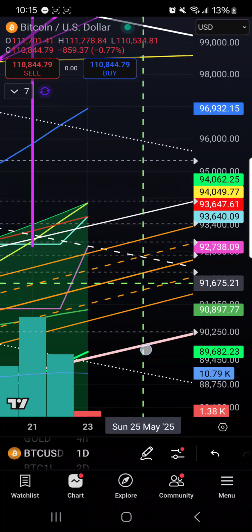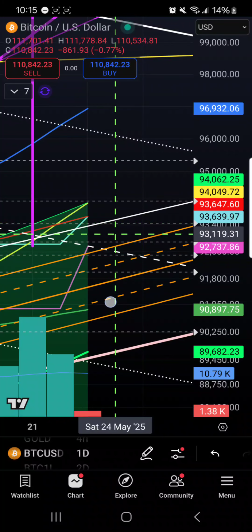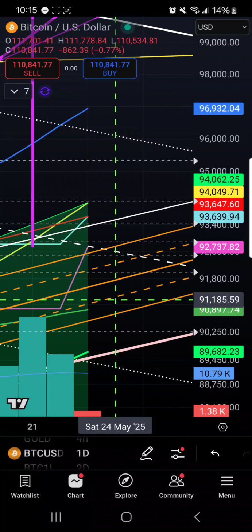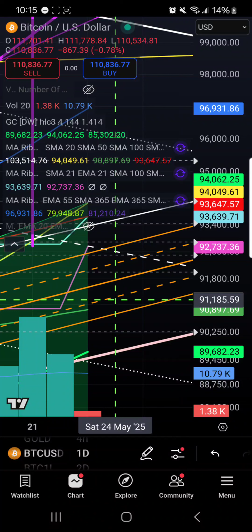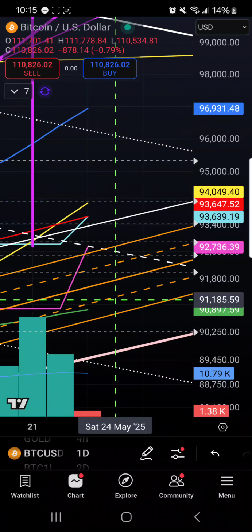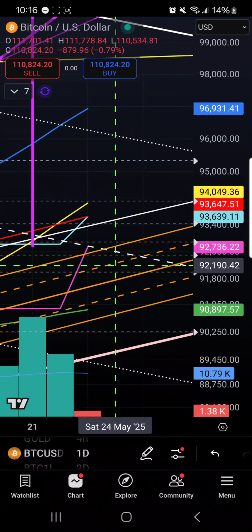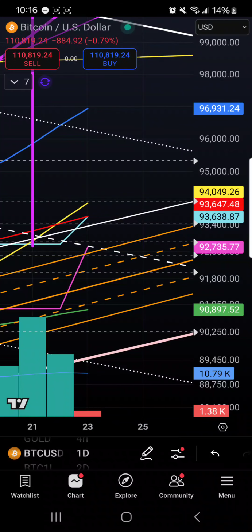93 something, 94, all the way down to 93 and a half. Let me turn the Gaussian channel so we get the colors back together. So the Gaussian channel right now is 94,062. Let's turn that off. And we got the 200-day moving average at 93,647. The 50-day moving average is 94.49, right about the same as the daily Gaussian channel. Then you got the 100-day down at 98.97.